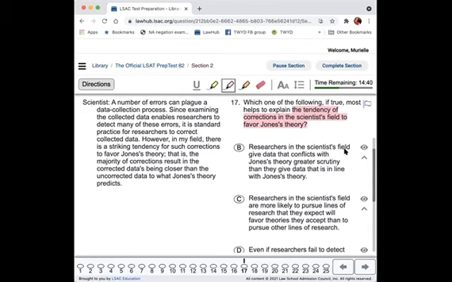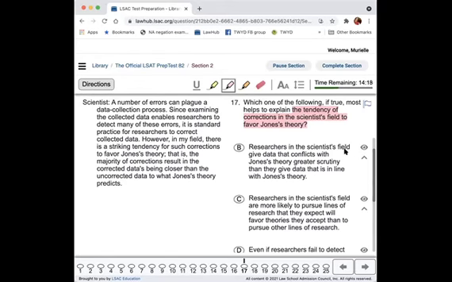To give something scrutiny, you're going to look at it carefully and potentially with suspicion. So if there are errors in data that conflicts with Jones's theory, then they're going to find them. Whereas maybe there are some errors in the data that is in line with Jones's theory that they just kind of miss.